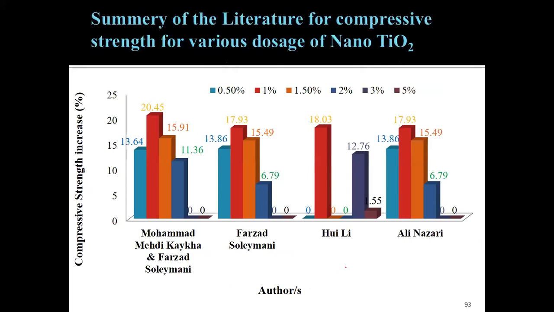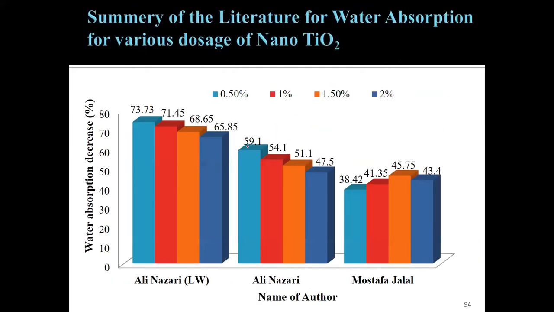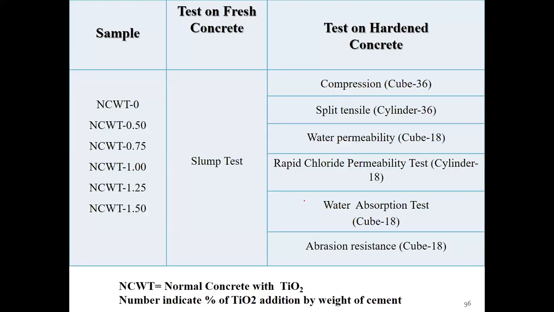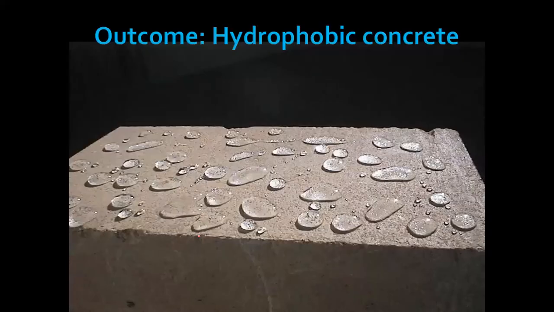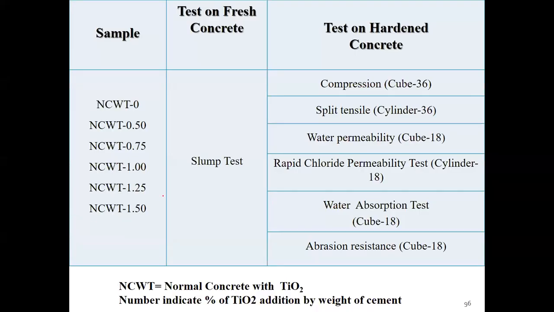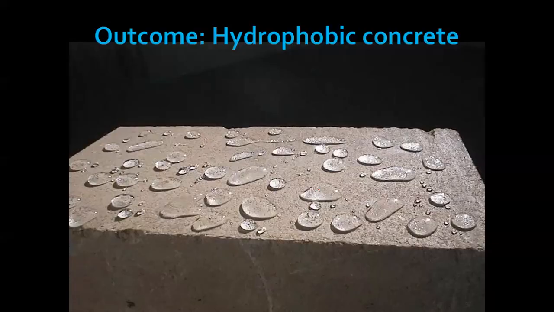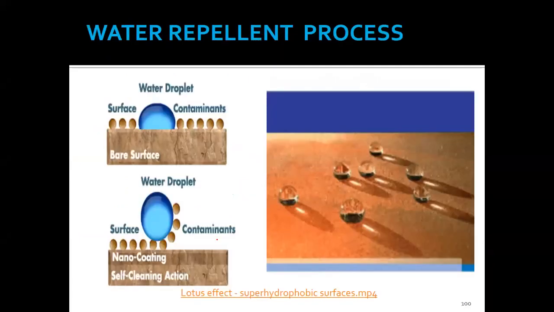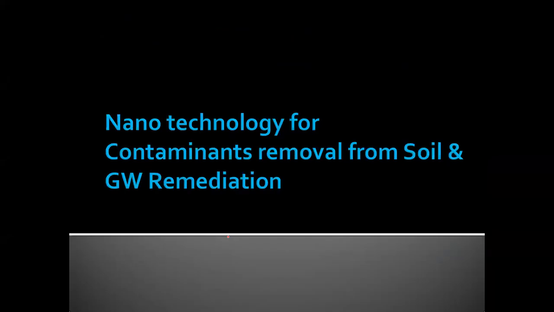So one of the students worked on nano titanium dioxide. From the literature, the dose was decided, and we varied up to 2%, and this is the nano titanium dioxide, and up to 1.5% by weight we added. And ultimately, this was the outcome that we could make it hydrophobic. So, self-cleaning windows, that is possible. We discussed these abilities, right?